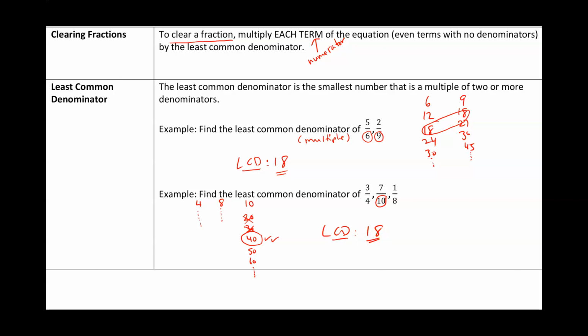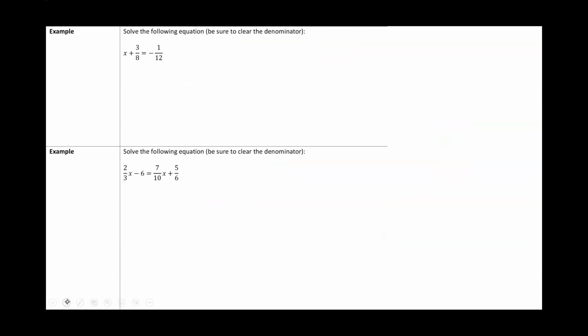Now, once we find that, we're going to multiply the numerator of each term of the equation with whatever that LCD is. So here's an example of that. We have x plus 3 over 8 equals negative 1 over 12, and we want to clear the denominator. So our denominators are 8 and 12.